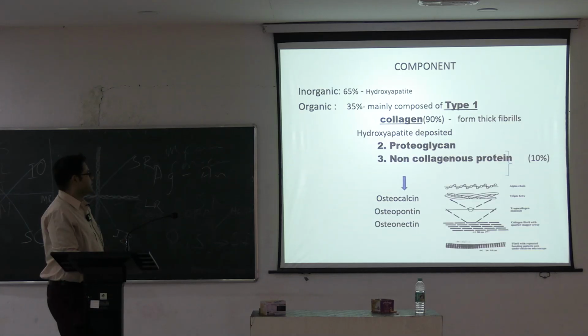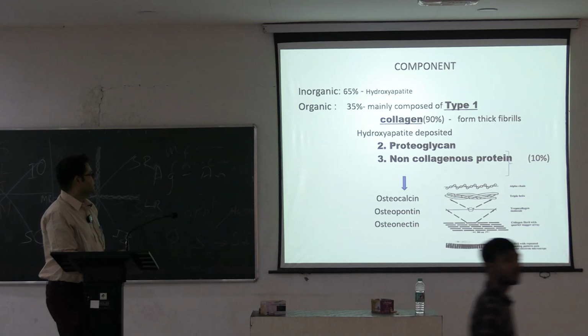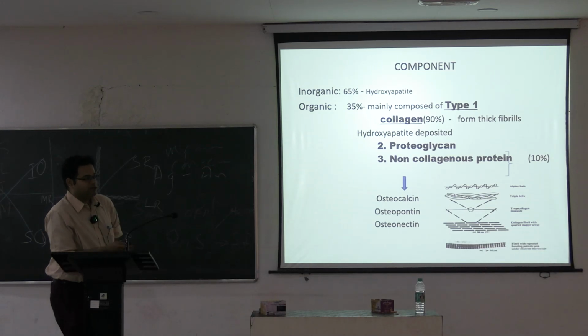The skeletal system has two basic components, inorganic and organic. The inorganic component is an overwhelming part, 65% of the whole weight of the bones. It is formed by hydroxyapatite. Very simply put, hydroxyapatite is a crystal of calcium phosphate. And the organic part consists of 35%, and it's mainly composed of type 1 collagen.